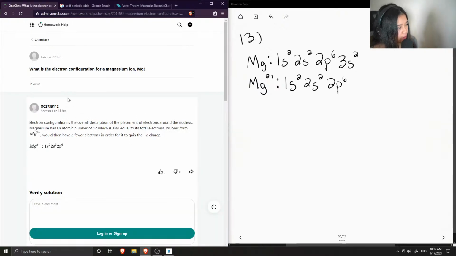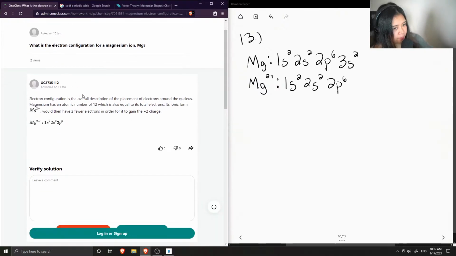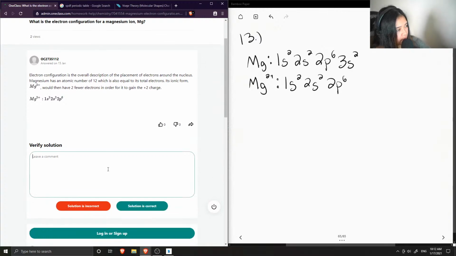And the junior tutor looks like they said the same thing. The overall description of the placement of electrons around the nucleus: magnesium has atomic number of 12. Its ionic form is Mg2+. So this solution is correct.